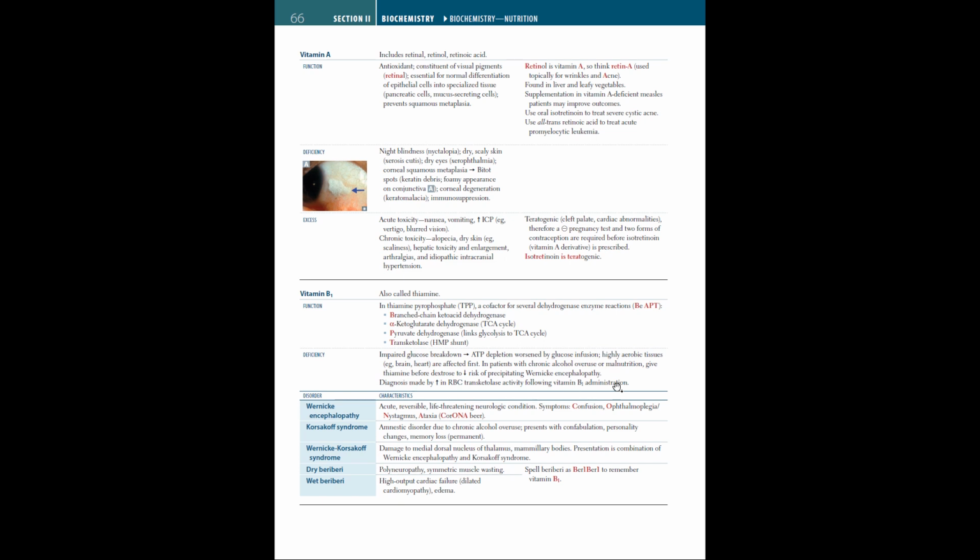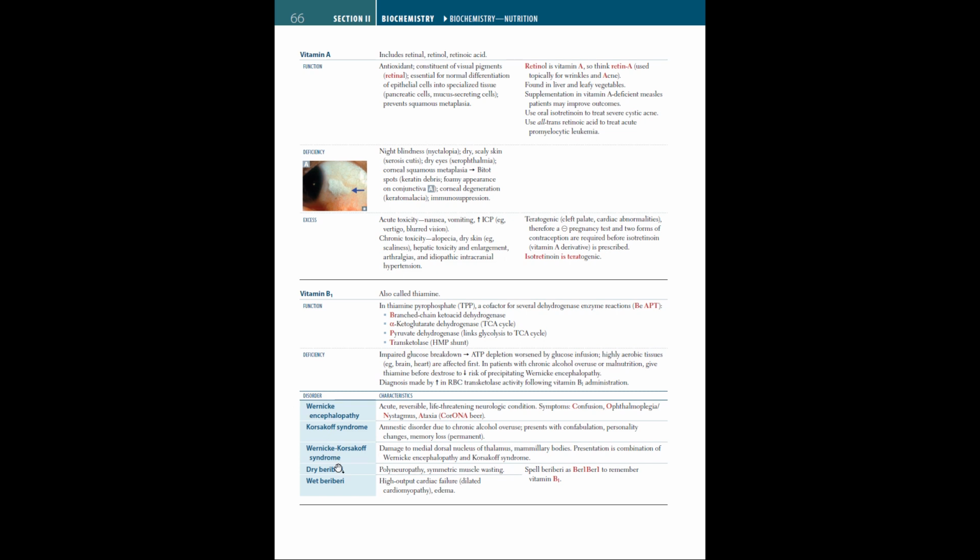So from here, you have to know that when a patient comes to the hospital with chronic alcohol overuse or malnutrition, we give thiamine before we even give dextrose or glucose. This is to decrease the risk of Wernicke encephalopathy and Korsakoff syndrome.